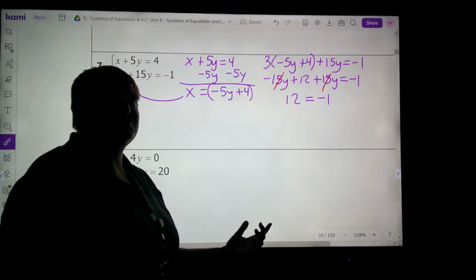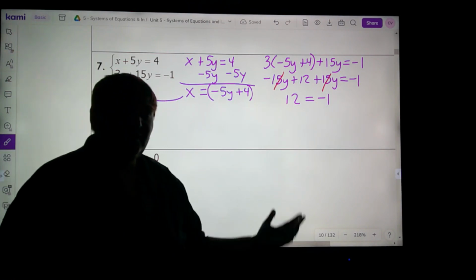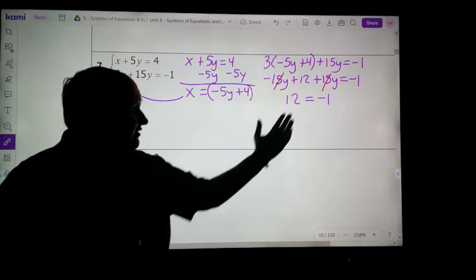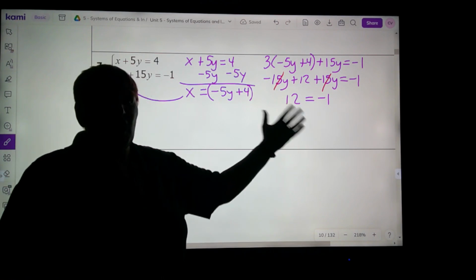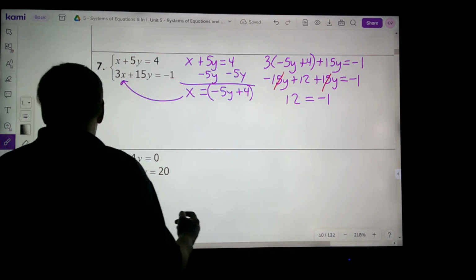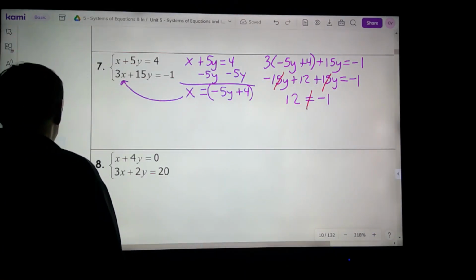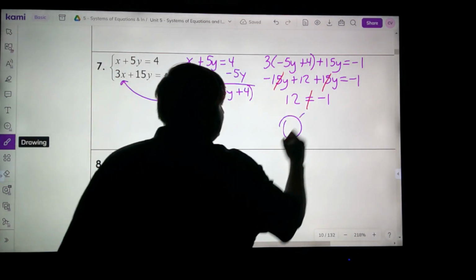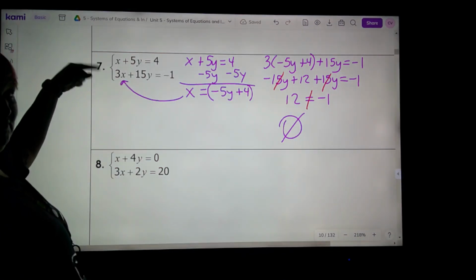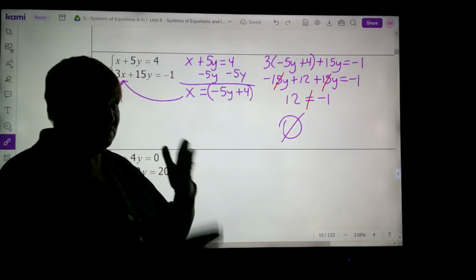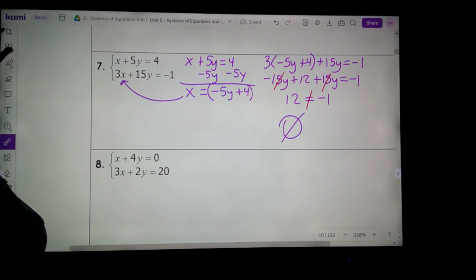Remember, a solution is a point that makes both equations true. This is not true. Bam. If it is not true, there is no solution, which means that the lines are parallel. Right? These are parallel. There is no solution. There is nowhere they're going to cross. Period.